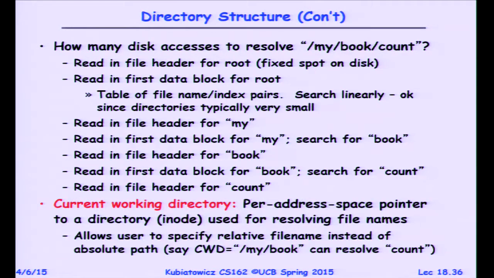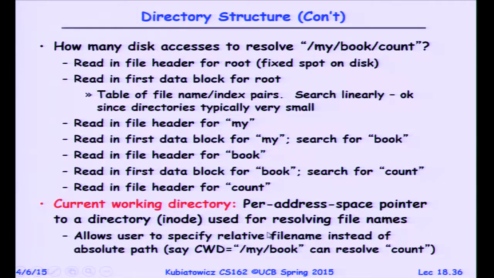Now, of course, one of the things that is very useful in all of these schemes is what's typically called the current working directory, which is associated with a process and says this is the current directory that we're thinking is the locale for access for that process, and that could be, for instance, /my/book, and at that point I could resolve count by just looking at that directory. So that's what the current working directory is. When you do CD to something, you're changing the current working directory.